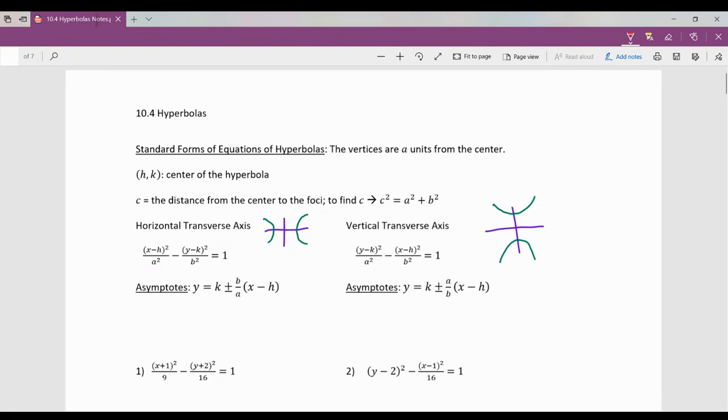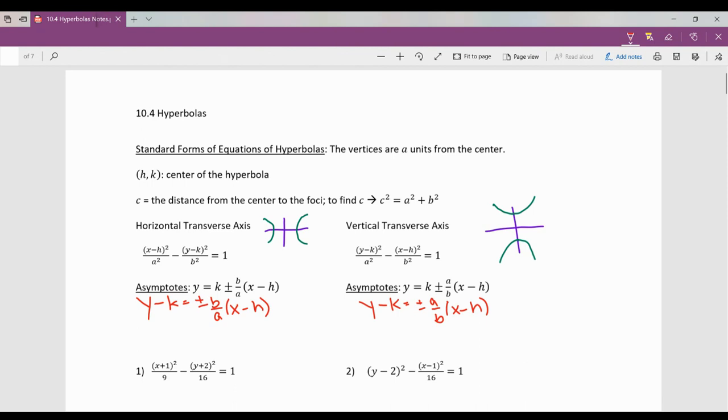And this equation for the asymptote actually comes from point slope form. It's just a take on it. So it's like y minus k equals plus or minus b over a, and then x minus h. That's kind of where it comes from. They just moved the k over. Same idea with this one. It's like y minus k equals plus or minus a over b, x minus h. The only thing is they just brought the k over.